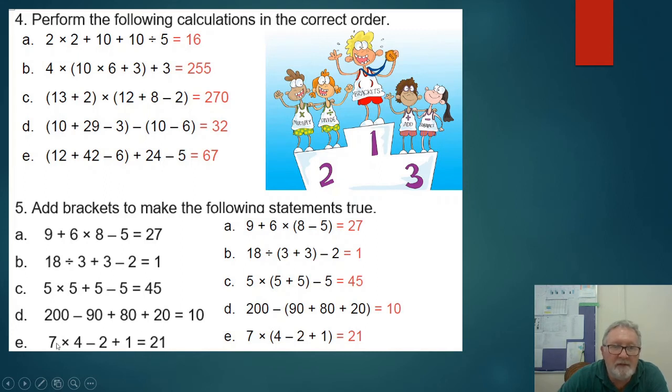It was a multiple of 7. 7 threes are 21. So what do we do with these to get 3? Well, 4 take 2 is 2. Add 1 back. 3, 21. Nearly done for today.